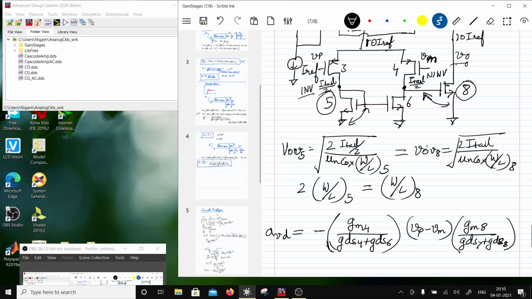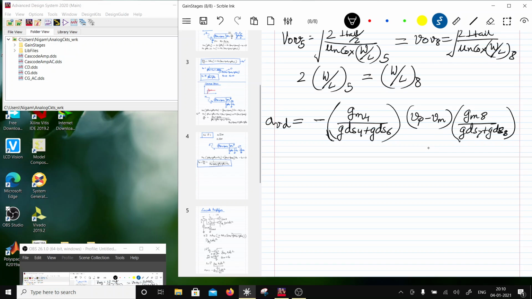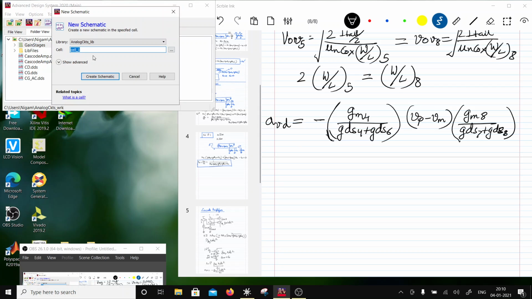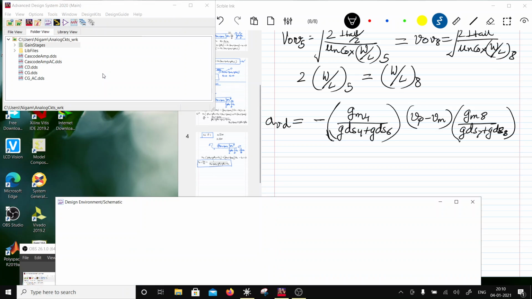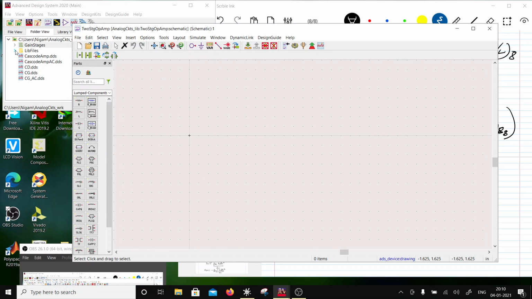Now the next thing that comes is op-amp compensation. We are going to discuss op-amp compensation later on, but let's put this together in the design form. So I'm going to go here and say new schematic, and name it two-stage op-amp. Okay, I'll create the schematic, and then I am going to create a differential pair.